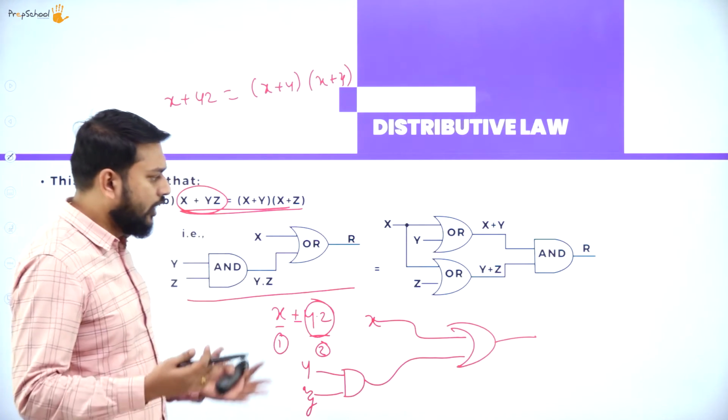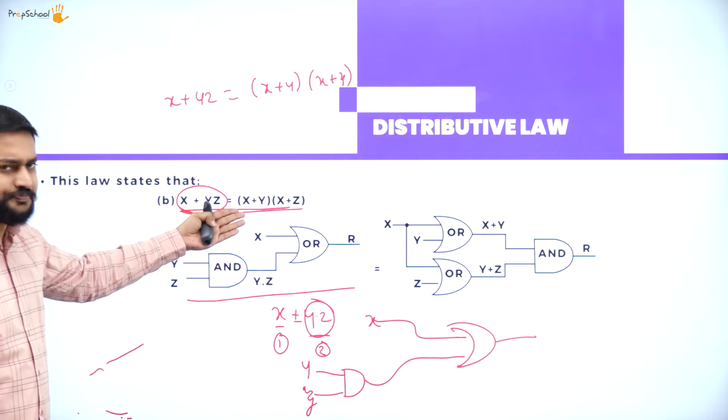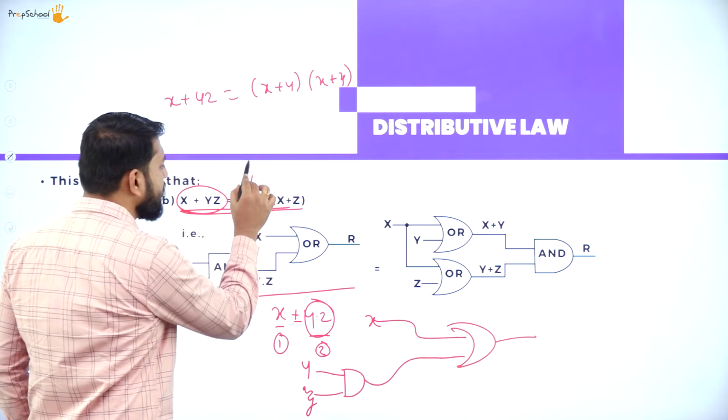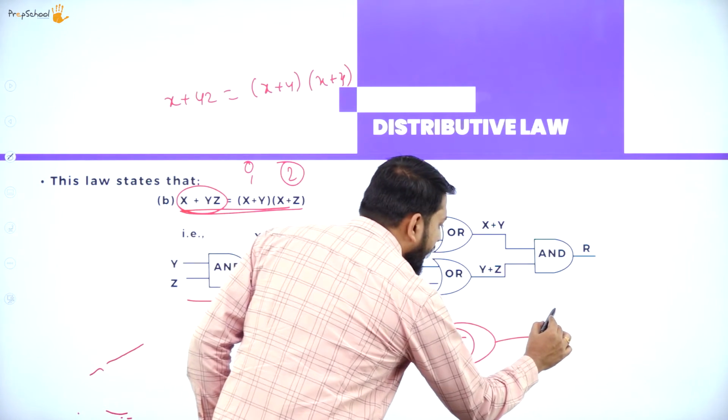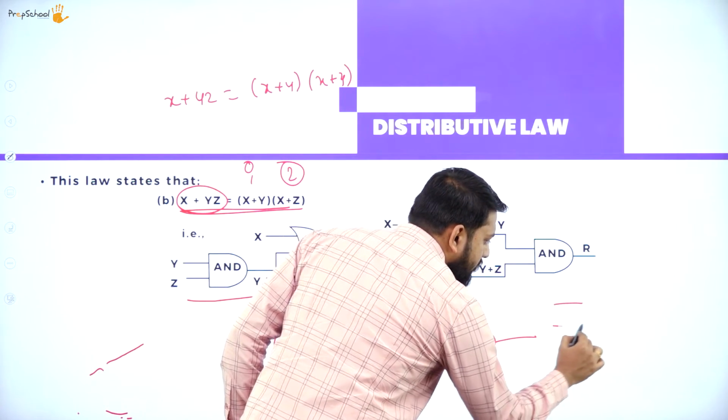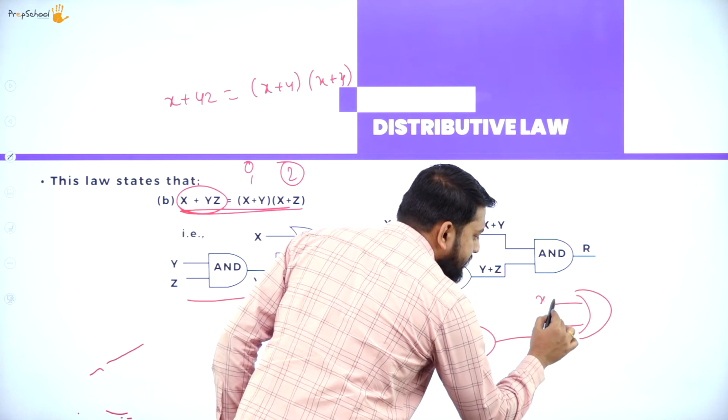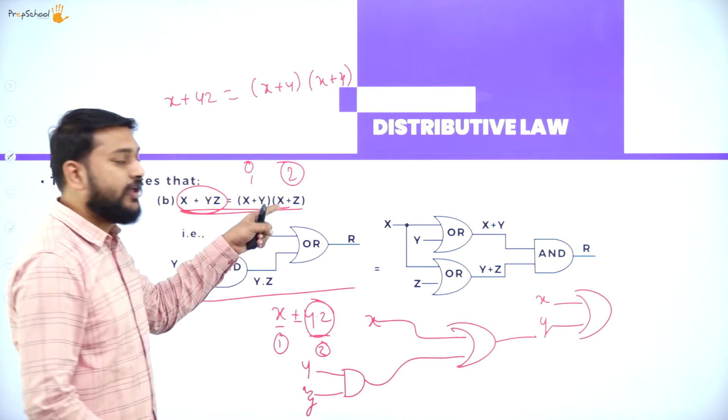So here, how do I write? It's very simple. What is that I have here? Consider this one as one input and this is the second one. All right, so how do I write here? So I have x plus y. So let me just write the OR gate. This is x and this is y. So what is the next one? I have x plus z.